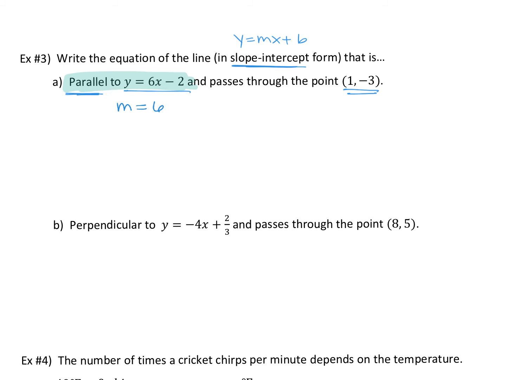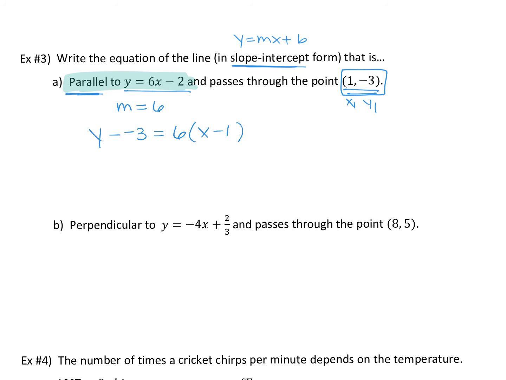Then it says it passes through a certain point. So we have a point and we have a slope. They want slope-intercept form. So what you're going to do is you're going to put it into point slope and convert it to slope-intercept, okay? Use what you have. If you have a point and a slope, put it into point slope. So if this is x1, y1, and this is m, we're going to put that into point slope form. Y minus my y1 equals my m, and then x minus my x1. Okay, so that's my general setup.